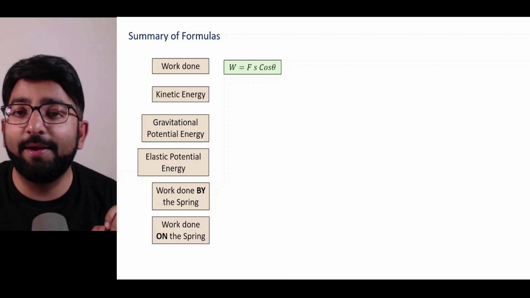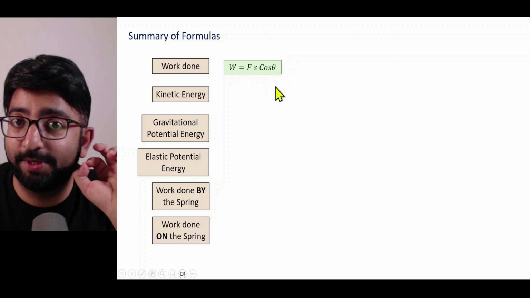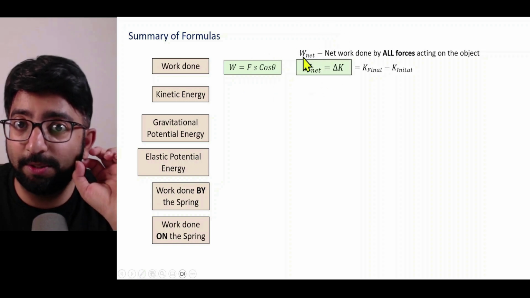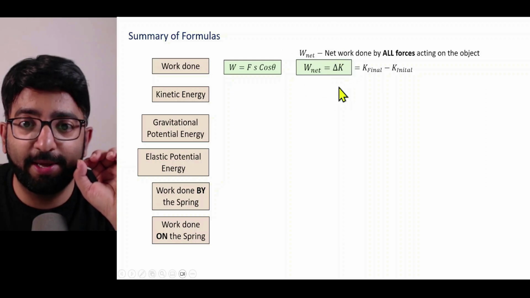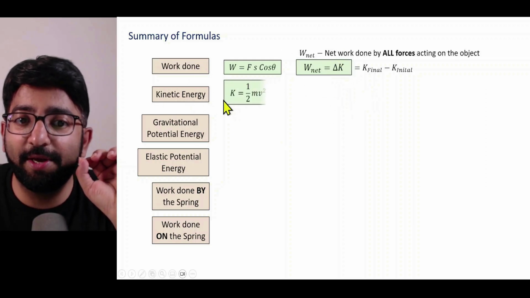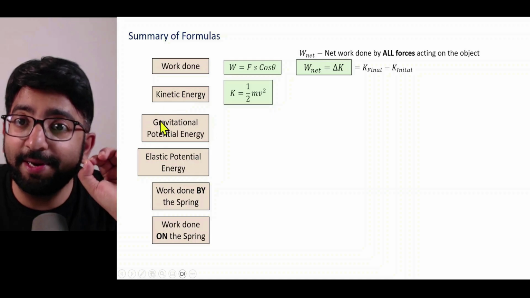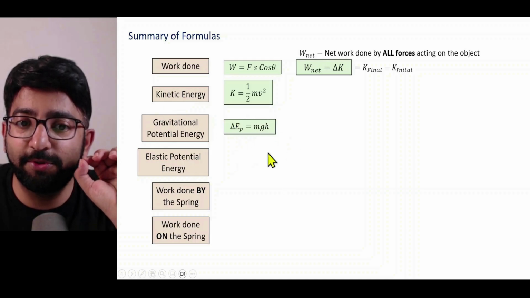Otherwise, we use the area under the graph. So that's the first approach. The second approach is to use the work energy principle, which we just discussed. Total work done is equal to the change in kinetic energy. Kinetic energy is half mv square. Gravitational potential energy is mgh.